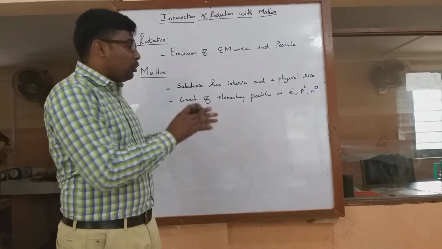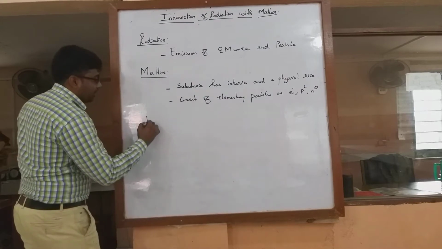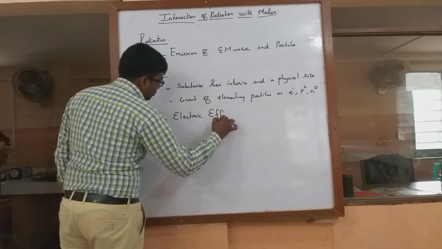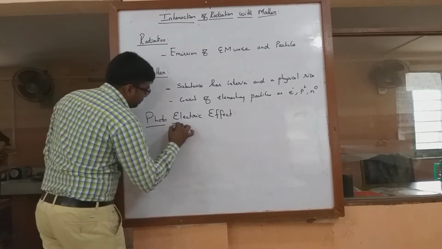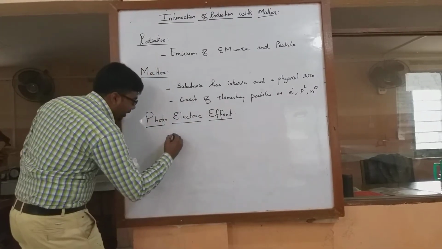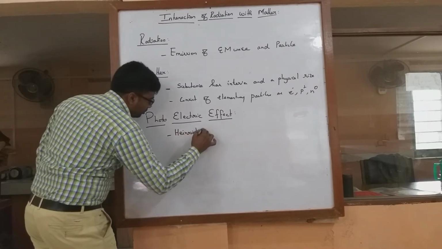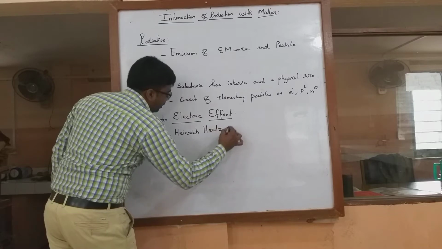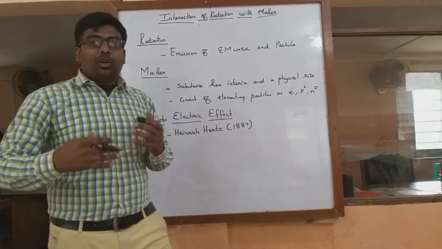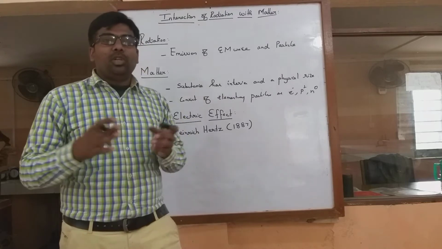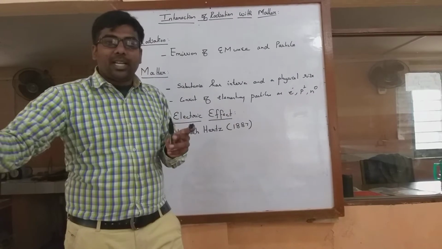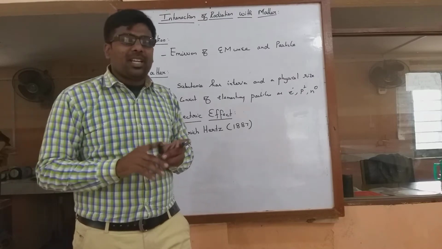Before going into the topic, we should know about the concept called the photoelectric effect. The concept of the photoelectric effect was first given by Heinrich Hertz in the year 1887. Actually it was an accident. When he was doing some experiments with resonance electrical circuits, he found that when a beam of light falls on the electrical circuit, electrons are getting attracted by the positively charged particles.